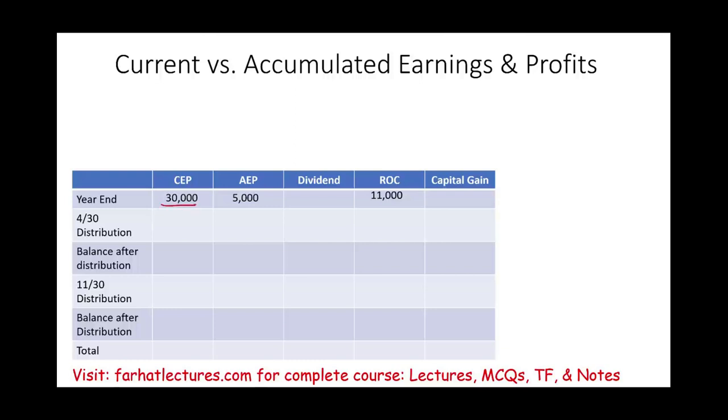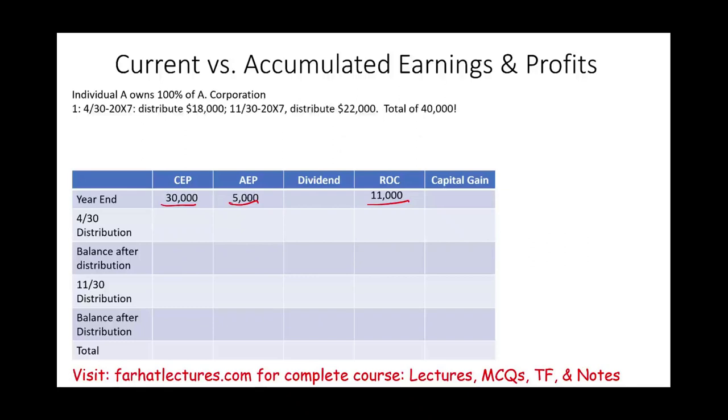Let's take a look at another example. We have $30,000 in CEP, $5,000 AEP, and we assume we're going to have $11,000 in basis. Here's what we did. We made two distributions, one April 30th for $18,000, another distribution on November 30th of $22,000. So notice both CEP and AEP are positive. But we made a distribution total of $40,000, but CEP and AEP together are $35,000. In other words, the distribution is in excess of CEP and AEP.